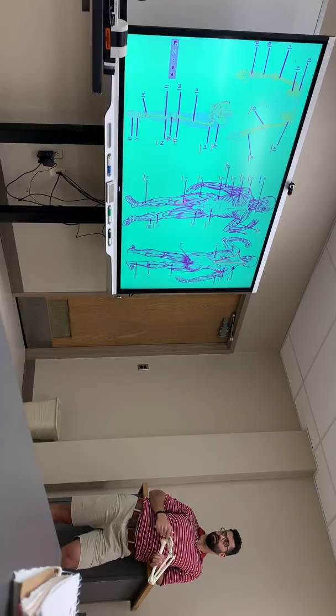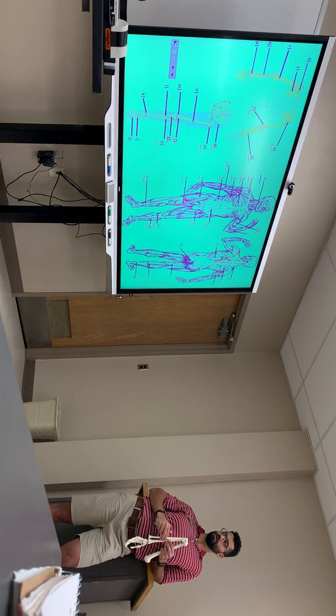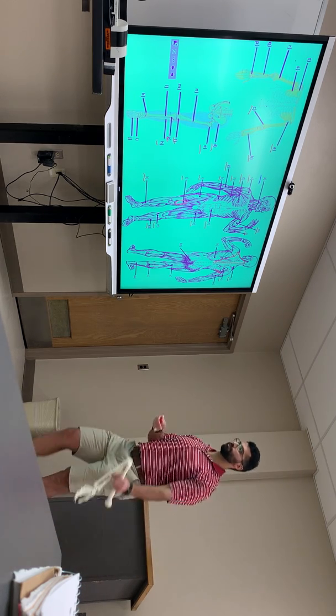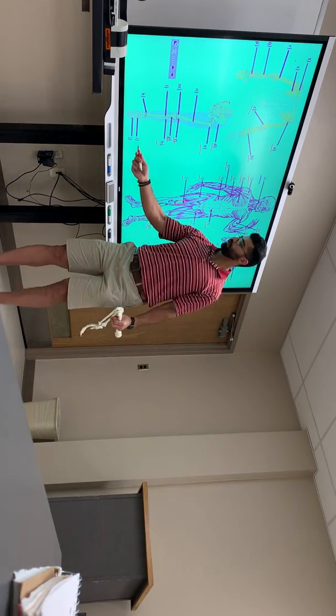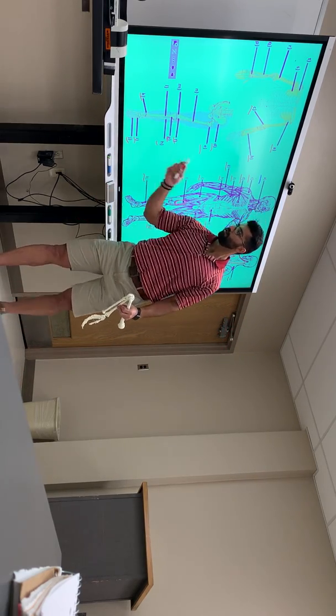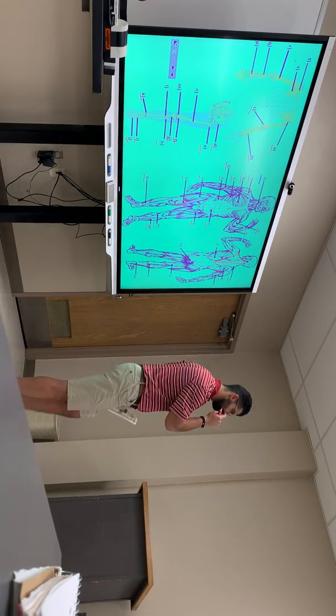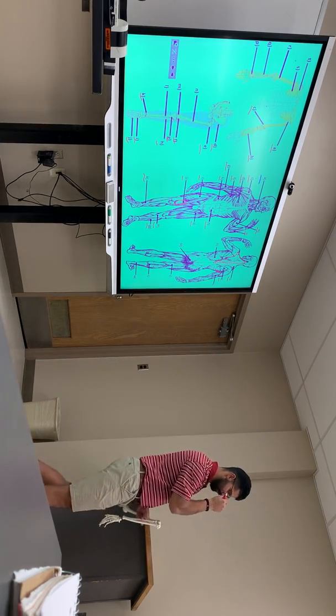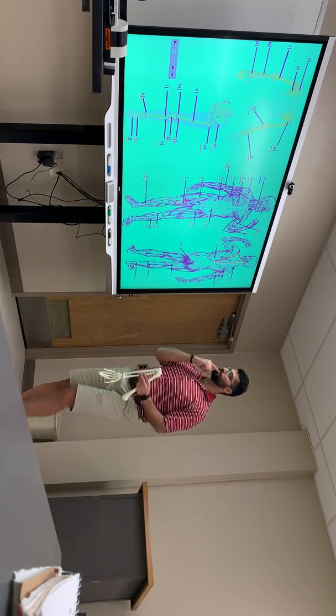M-A-L-L-E-O-L-U-S. Is it double L or one L? It's double L and then single L. Okay. Malleolus. Sorry, I was slow. So we covered I, J, K. Which bone is L? Tibia. Tibia. Good job.